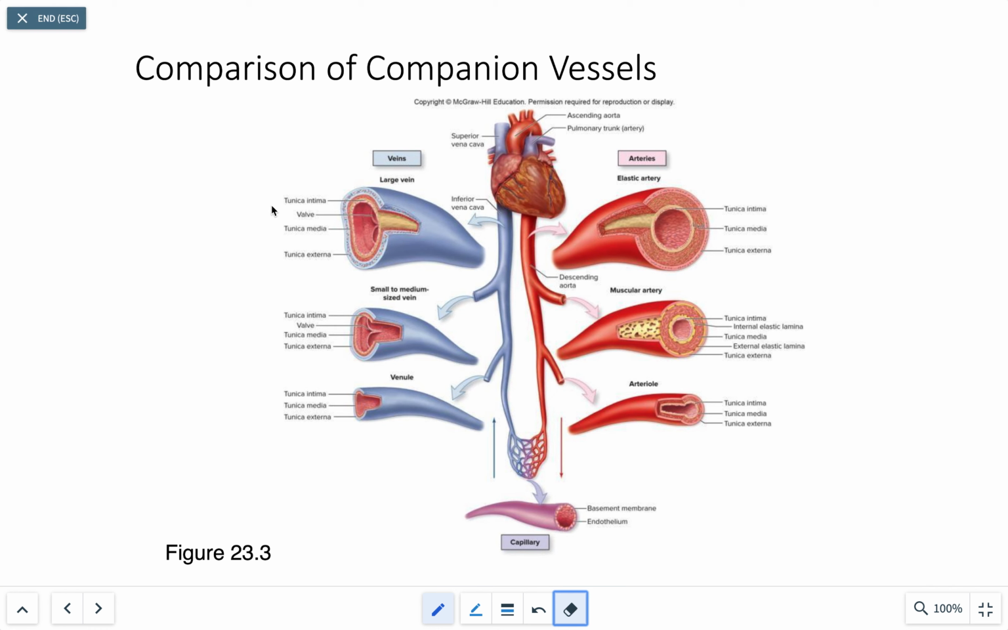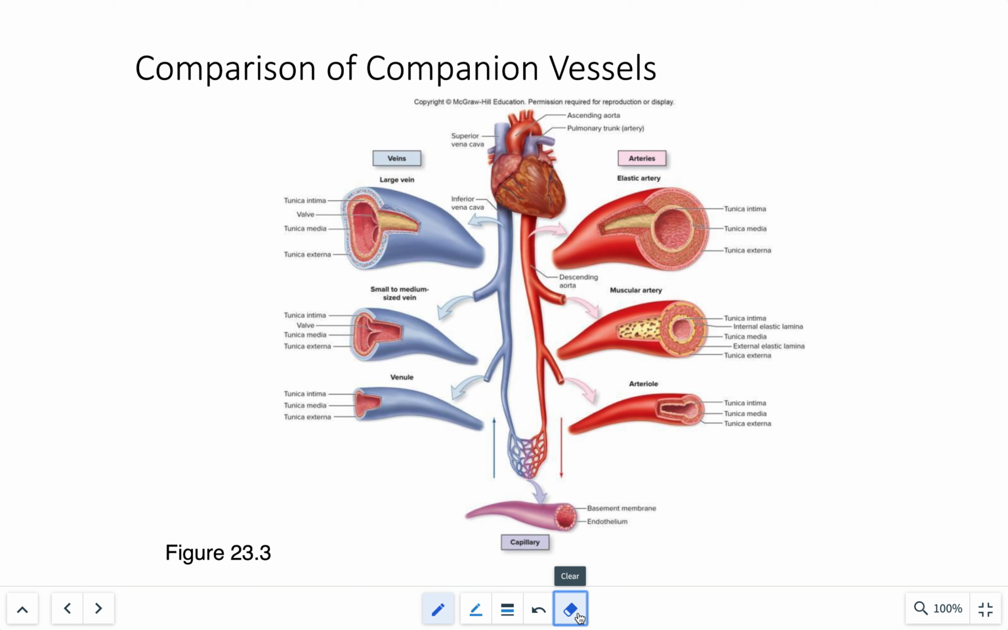We have all the working components. You have the tunica intima, which forms the valve, the media, which is going to be a lot smaller in the veins versus the arteries, and the externa, which has a more extensive blood vessel system in the vasa vasorum versus the arterial system.